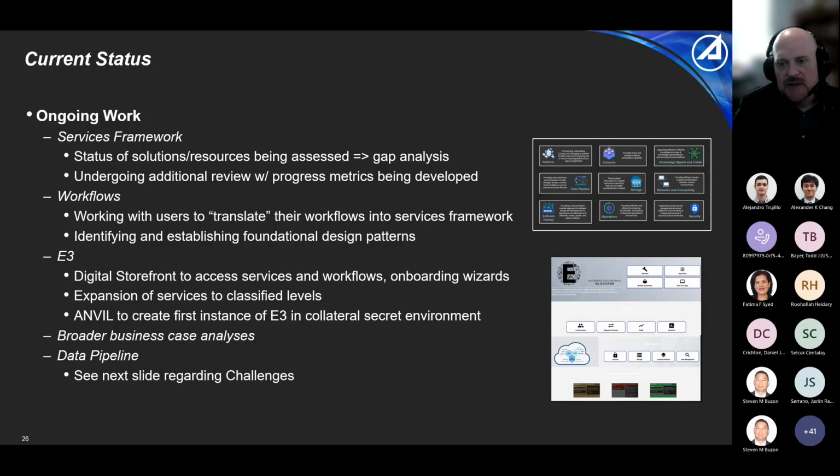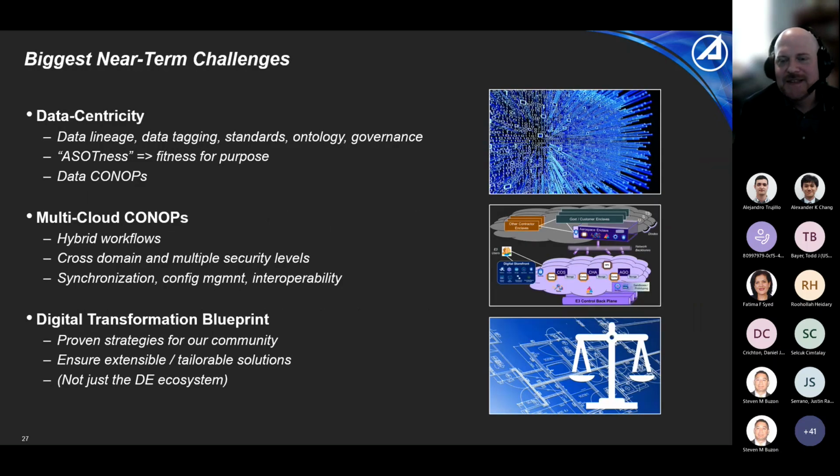And then data pipeline, I mentioned that Tranche 3 is focused on some of these data-centric issues and data challenges. That is definitely a major focus right now, and it is a nice segue into the challenges, which I'm going to show here on this slide.